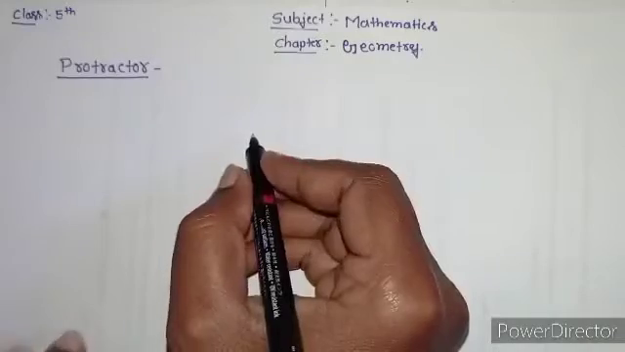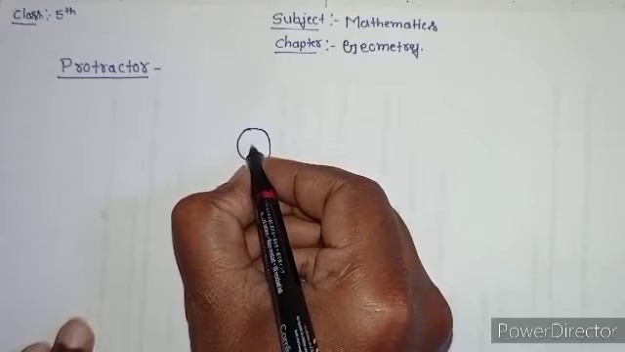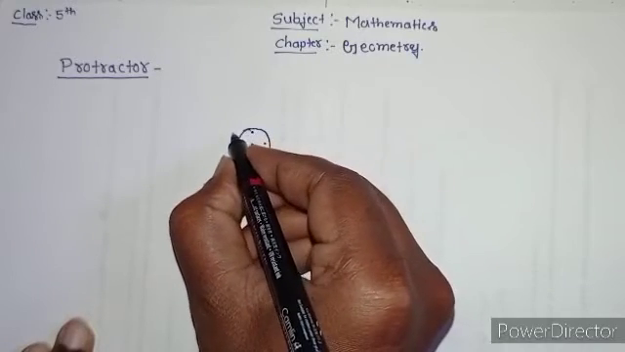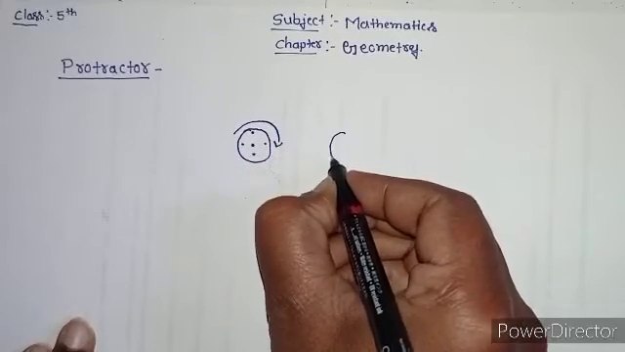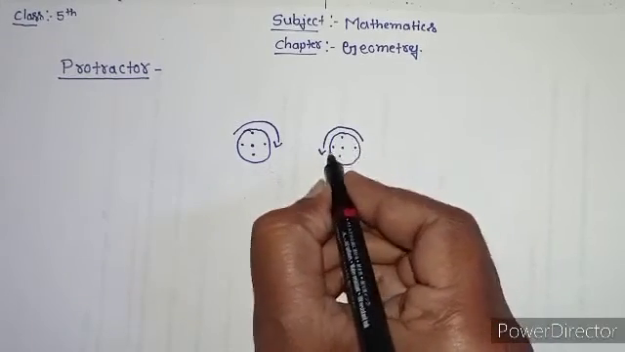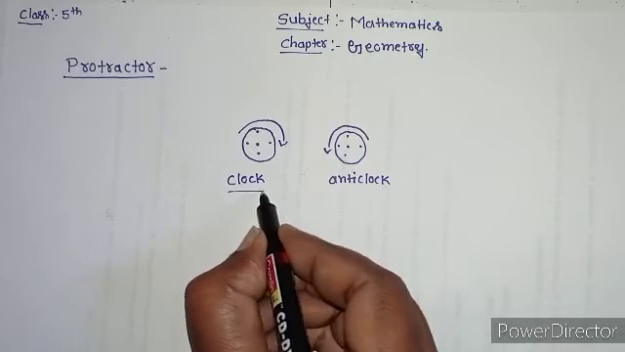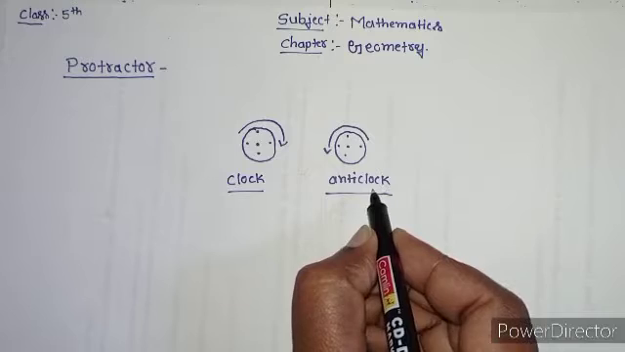All of you see here, for example, this is a clock. When it turns like this, this is clockwise, and when it turns the opposite way, it is anti-clockwise. So this is the clockwise direction and this is the anti-clockwise direction.